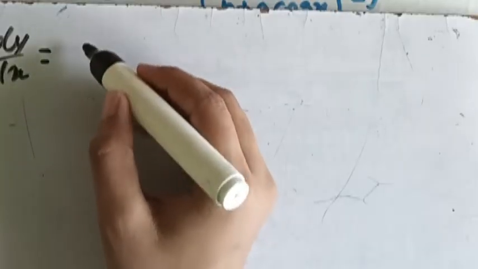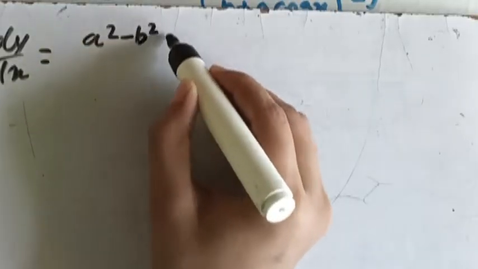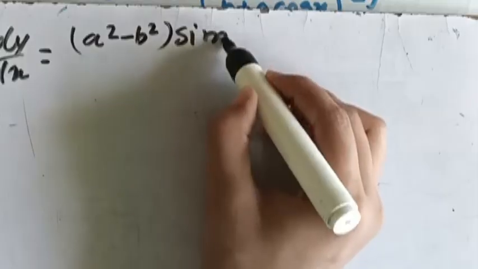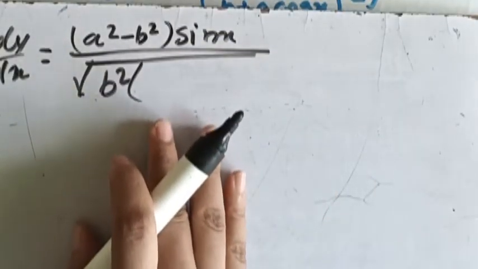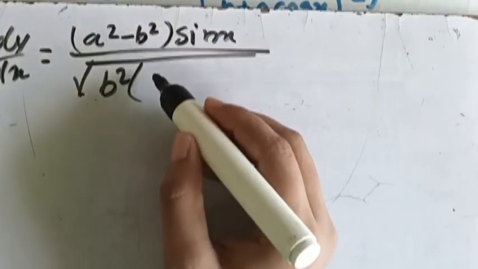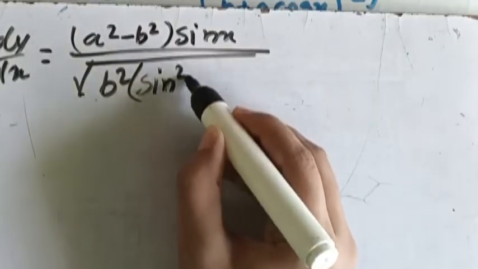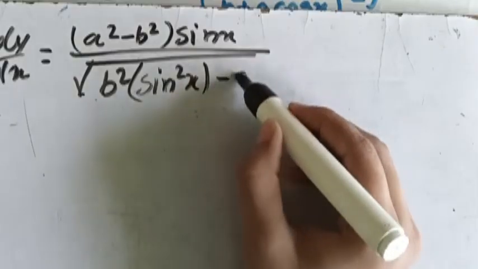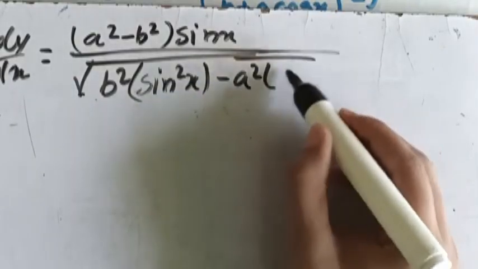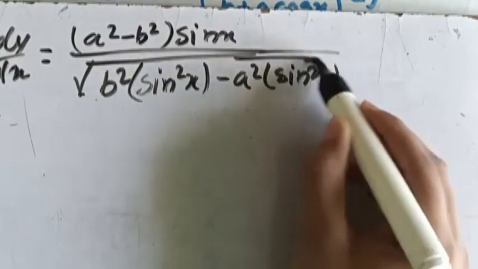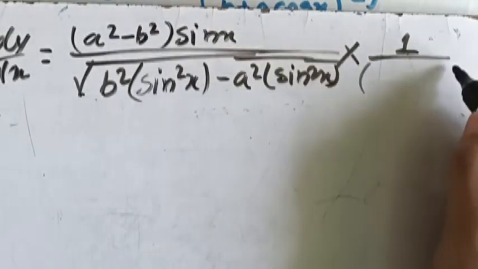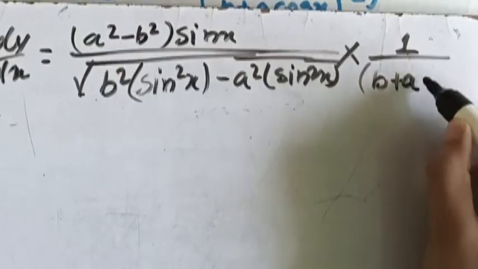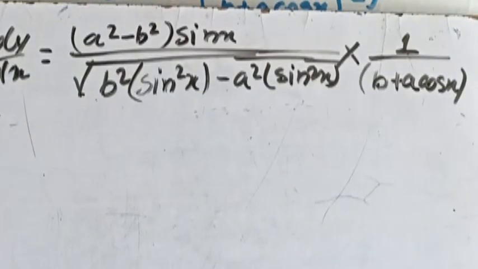So from here your dy upon dx will be a square minus b square sin x upon b square, and here we were left with 1 minus cos square x, so 1 minus cos square x will be sin square x, correct? And minus of a square, 1 minus cos square will be sin square x, correct? So I hope you all have remembered the formula given by me. So it will be b plus a cos x, correct?